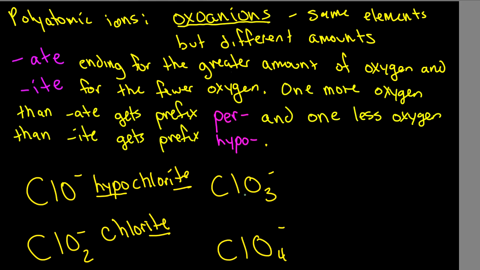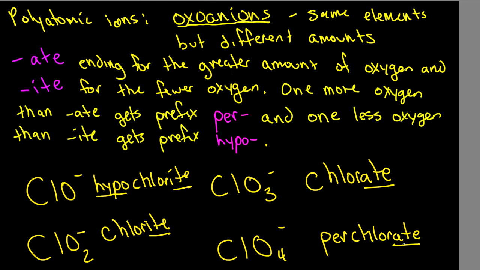Next we got ClO3, that's chlorate. It has an ATE ending because it has a greater number of oxygens than the rest of them, but not quite the greatest. The greatest amount of oxygens is going to be called perchlorate. ATE ending because it has the greater amount of oxygens, per prefix because it has the greatest amount of oxygens.